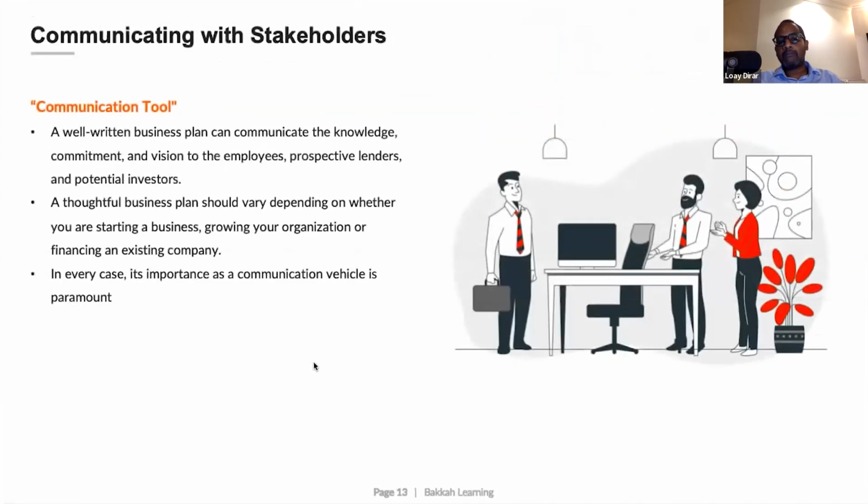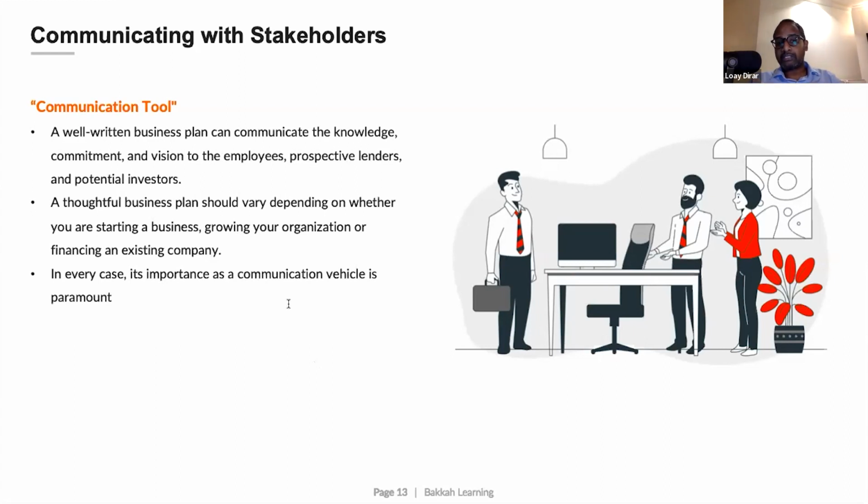Okay. And a business plan can be treated as a communication tool. A well-written and concise, rich document in the form of a business plan can help to engage other stakeholders, especially those who do have the interest in your idea. So you can think of a business plan as a passport for your idea. So a well-written business plan can communicate the knowledge, commitment, and vision to the employees inside the business and prospective lenders, those who are going to lend you money. And after that, any potential investors.